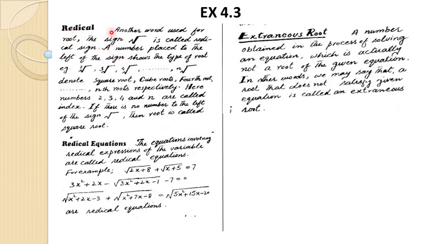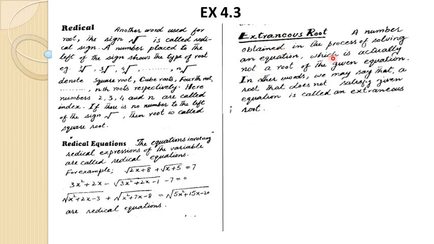So first, before that, we should see what a radical is. Another word used for root: the root sign is called the radical sign. A number placed to the left of the sign shows the degree of the root. So this is square root, cube root, fourth root, and so on up to the nth root. This is the radical sign. A radical equation means any equation that involves a radical. So if we have an under-root in the equation, then we can say it is a radical equation.